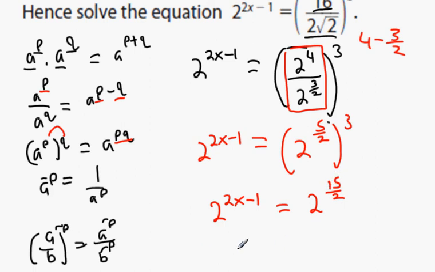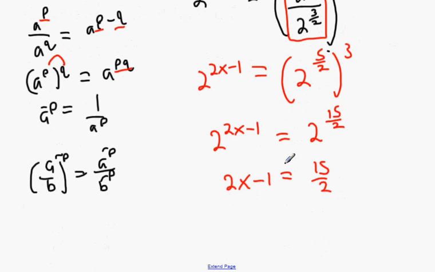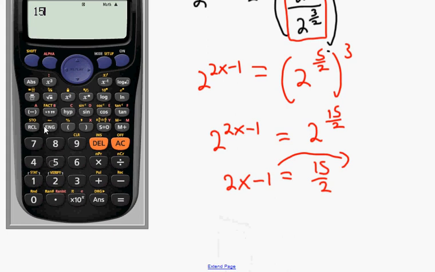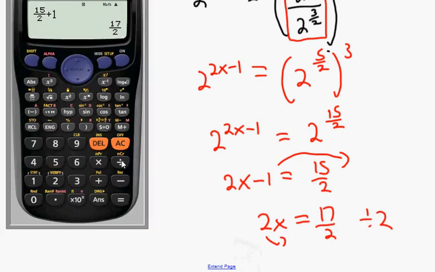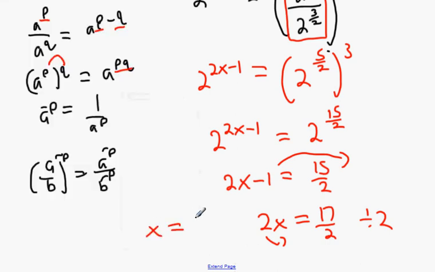Now what's next? Yeah. And after this, bring it over there. 1. 17 over 2 is correct. 17 over 2. 2x equals 17 over 2. What are we going to do next? Divide by 2. 17 over 4. Okay guys? That's us done.